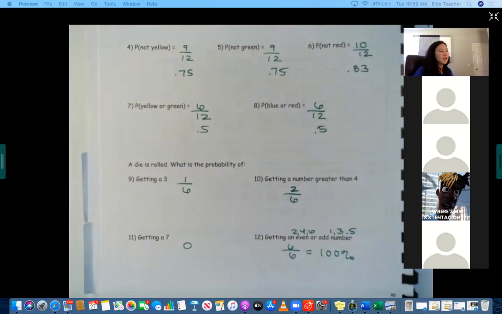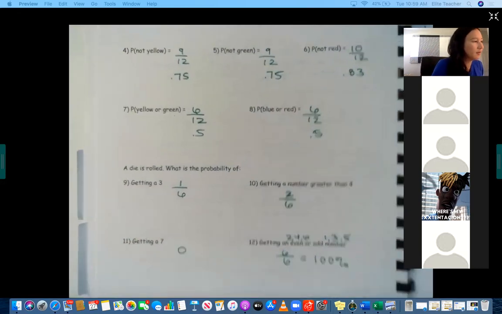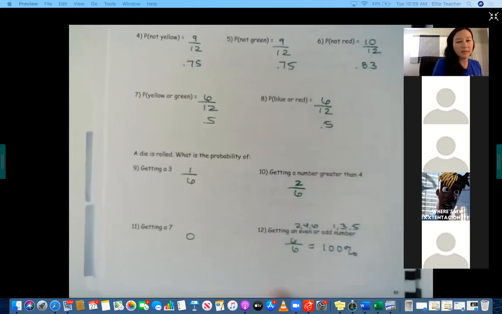Okay, any questions on this assignment? Okay, moving along. We're almost there. Our last notes and assignment. We should be out of here soon. Did everyone get this?